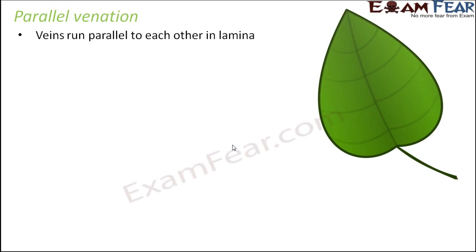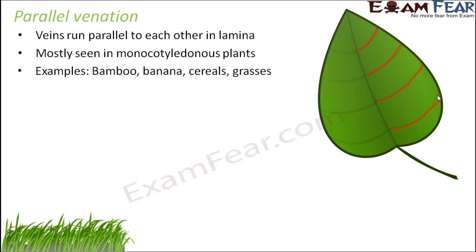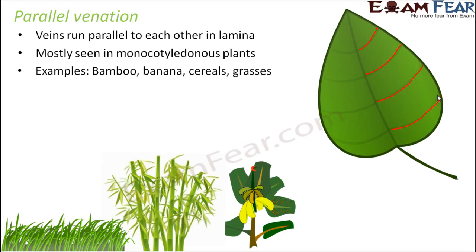So, here in the picture of this leaf, if you look at the veins, you actually see that they are running parallel to each other. So there is no haphazard arrangement here. Everything is systematic, and that is why it is known as parallel venation. It is generally seen in monocotyledonous plants like bamboo, banana, cereals or grasses. So there we generally see these kinds of leaves.